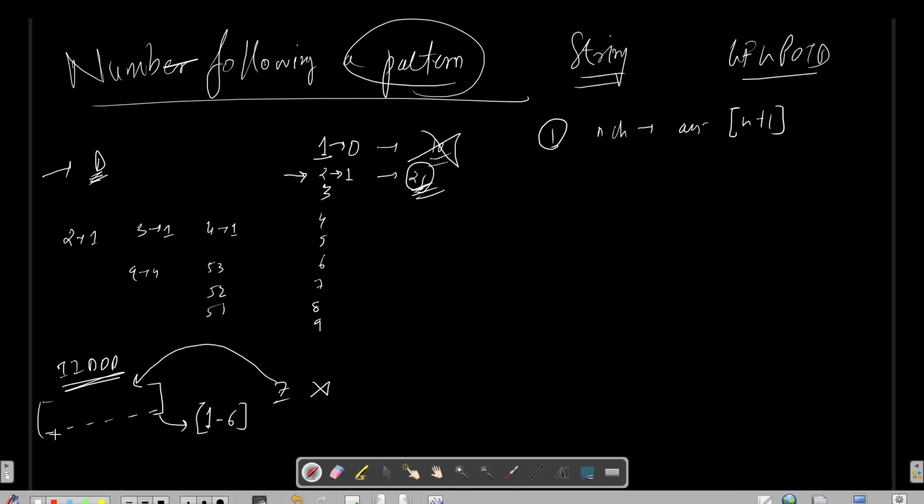So whatever be the number of places, that is for n equals 5, my answer will have 6 characters. I will ensure that all my characters would be in the range of 1 to 6. So my second observation is that the characters in your answer would include the numbers from 1 to n plus 1.